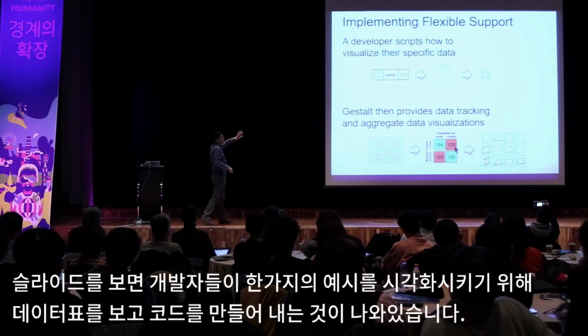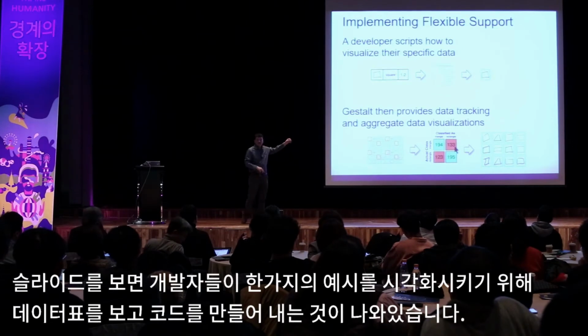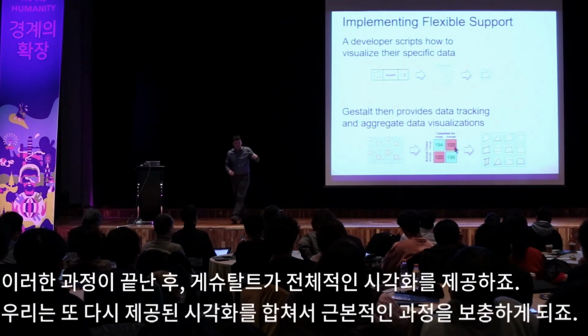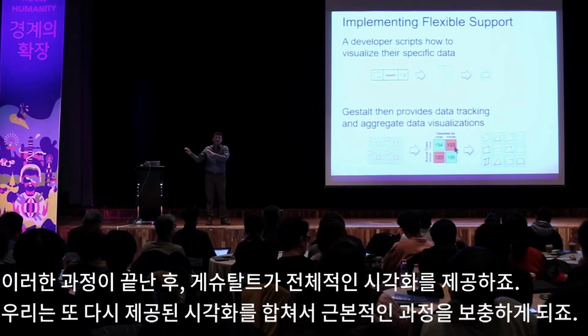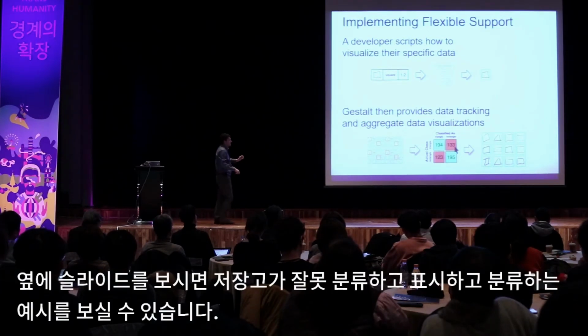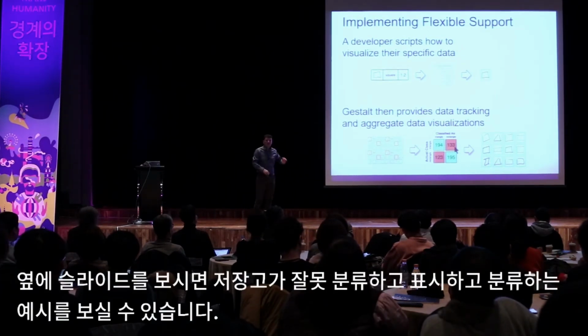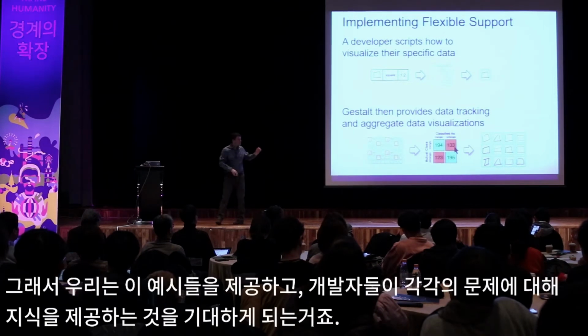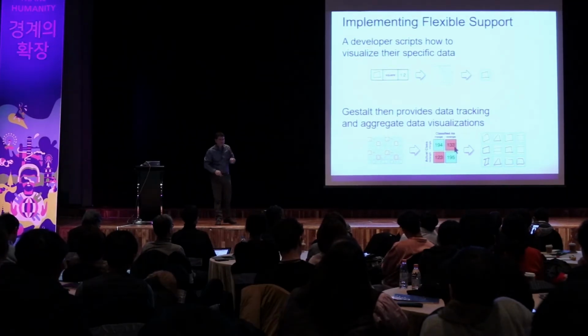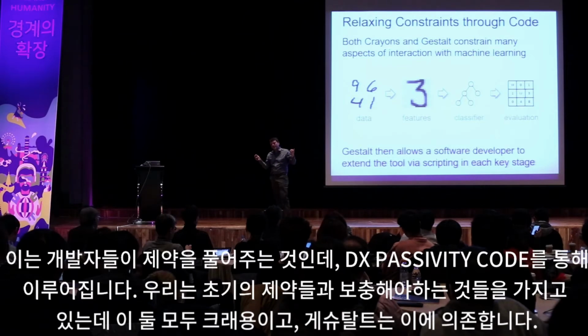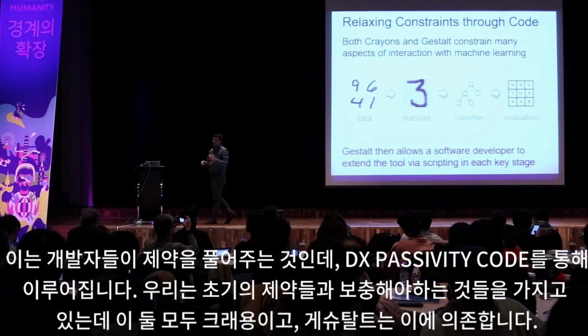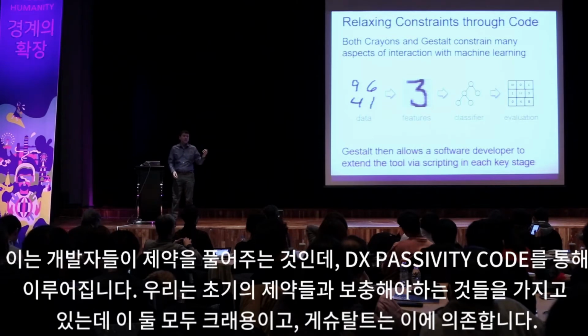And so in this case, they would take that data table, write some code to produce a visualization of one example in their data. Gestalt then provides the overall visualization that will combine a lot of these to support the underlying process that the person is working through, right? And show you, here's your examples, here's how they're being misclassified, and supporting the tagging and filtering. And so we provide that, and we rely on the developer to provide the knowledge of their own individual problem that they're working on. And so what that's doing is taking this idea of constraints and allowing a developer to relax those constraints through the expressivity of code, right?